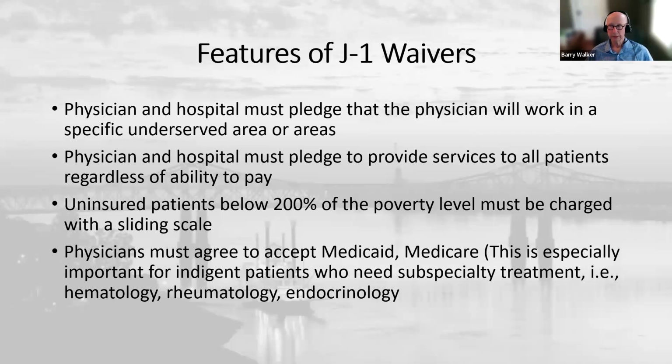So in a statistical measure, their family household is going to fall in many cases below 200% of the poverty level. And if you are a facility that's employing a J1 physician, you're going to charge that patient at a sliding fee scale based on their income. Many facilities have charity provisions that are as favorable and maybe even more favorable than some of these sliding fee scale provisions. But the idea is to get the medical care to the people who need it.